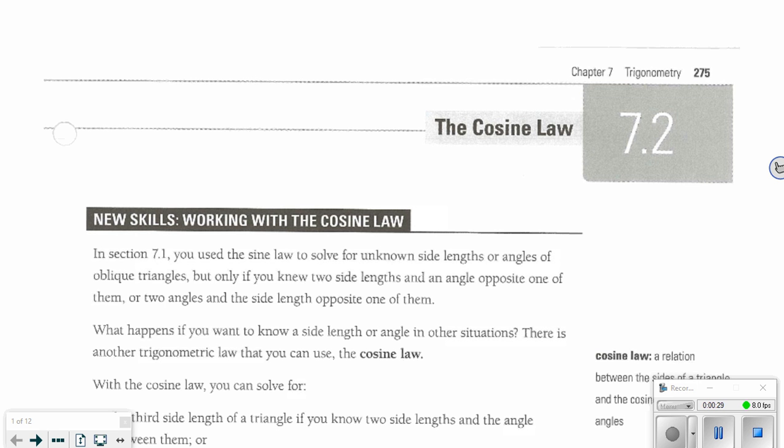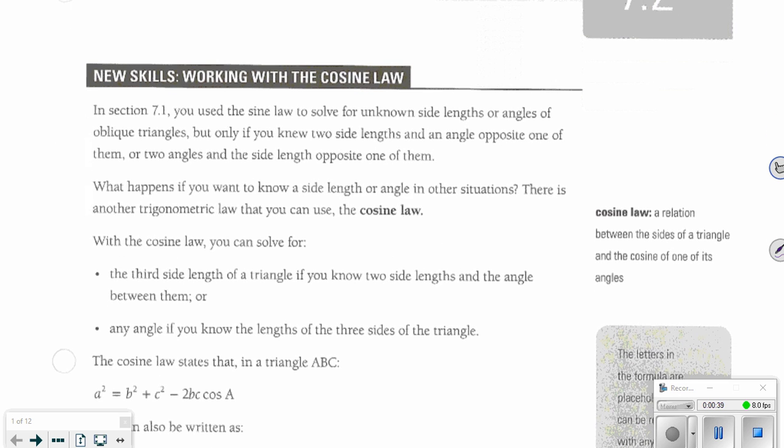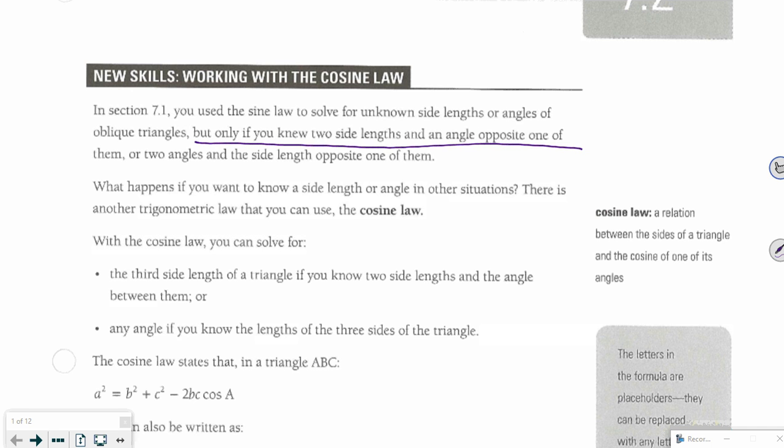But we're gonna start with 7.2, the cosine law. That way you guys have all of your chapter 7 notes for the weekend. Okay, so it says that in section 7.1 you use the sine law to solve for unknown side lengths or angles of oblique triangles, but only if you knew two side lengths and an angle opposite one of them, or two angles and a side length opposite one of them. So these are the conditions for using your sine law.